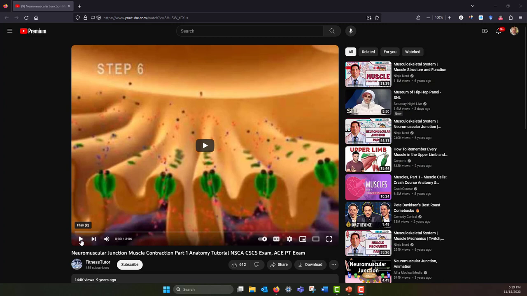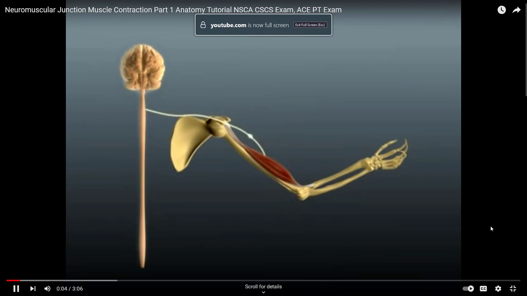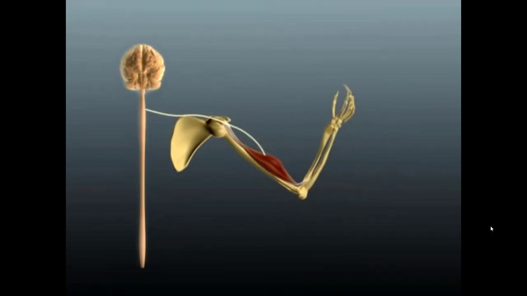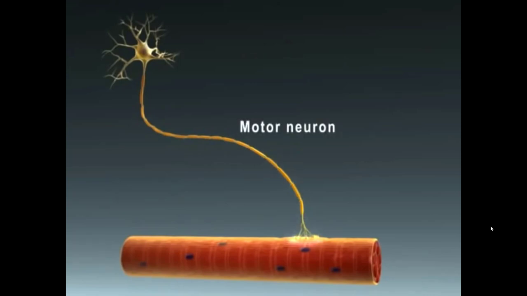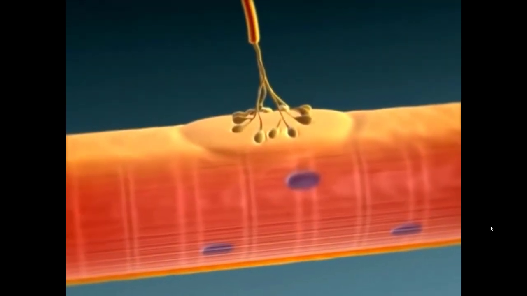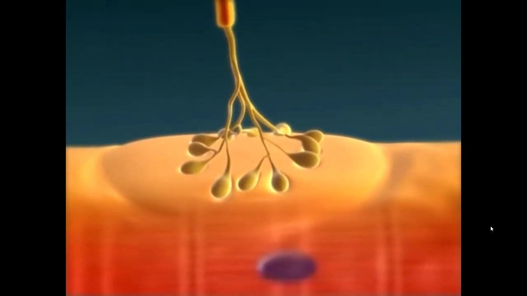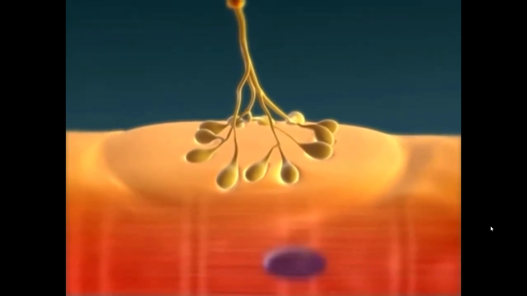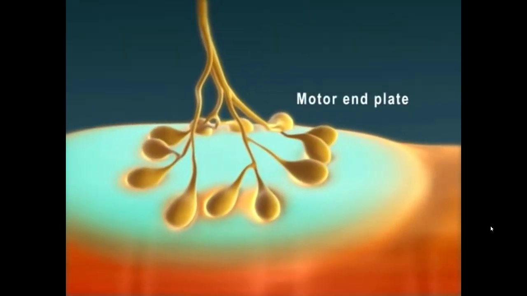Okay, got that working. Nerve impulses, also known as action potentials, travel from the brain or spinal cord to trigger the contraction of skeletal muscles. An action potential propagates down a motor neuron to a skeletal muscle fiber. The site where a motor neuron excites a skeletal muscle fiber is called the neuromuscular junction. This junction is a chemical synapse consisting of the points of contact between the axon terminals of a motor neuron and the motor end plate of a skeletal muscle fiber.